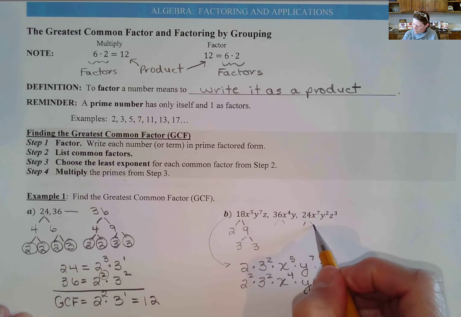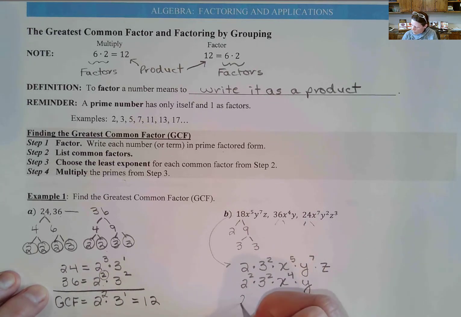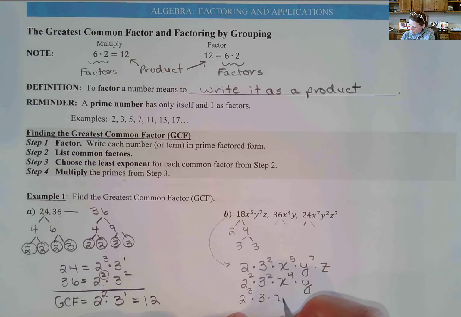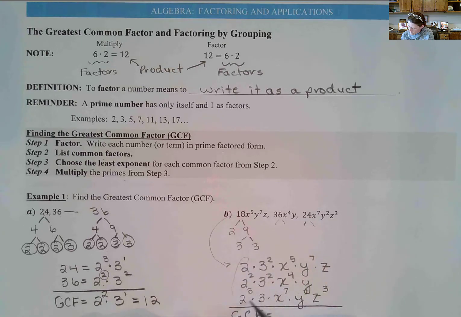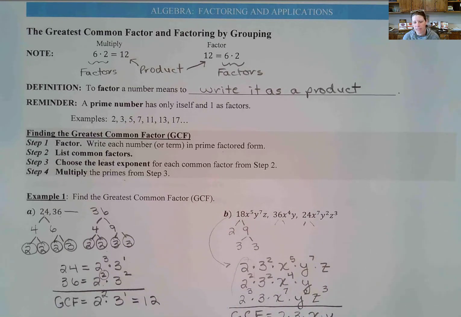Likewise for 24, let's look back at part A. We know that 24 factors as 2 to the third times 3. And our variables, x to the 7th, y squared, z to the third. Now, as we determine our greatest common factor, it's going to include every factor that's common to all of them, so that's 2 and 3, x and y, but z isn't common to all three of them, is it? So it's not included in the greatest common factor.